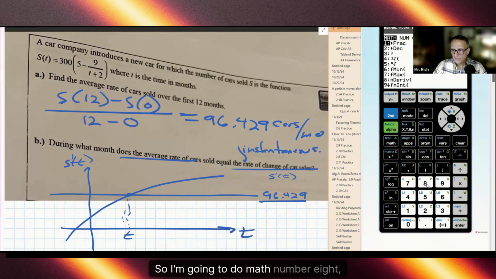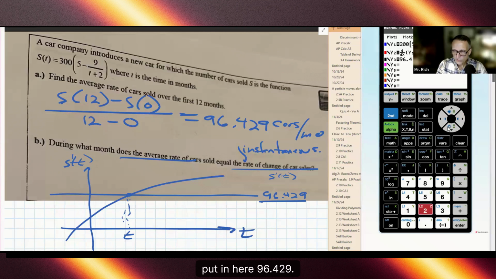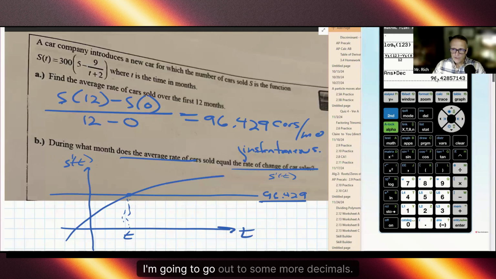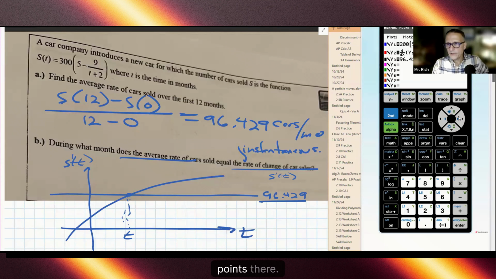So I'm going to do math number 8, take the derivative with respect to x of y1 for all values of x in my domain. And the other thing that I'm going to do here is put in 96.429. Now I'm going to do something else here. I'm going to go out to some more decimals, 96.42857. Probably don't need to do that, but I'm going to give myself a few extra decimal points there.